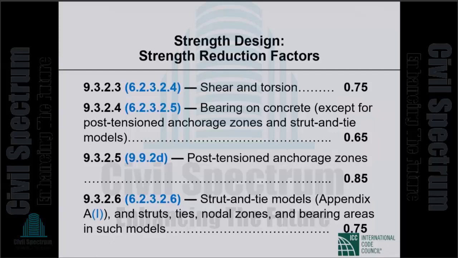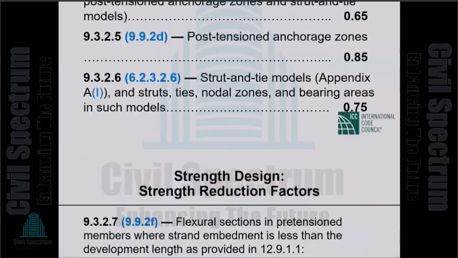The other phi factors: shear and torsion 0.75, bearing on concrete, post-tension anchorage zones, strut and tie models, which, yeah, anyway.